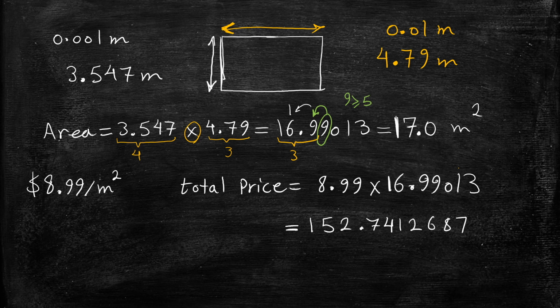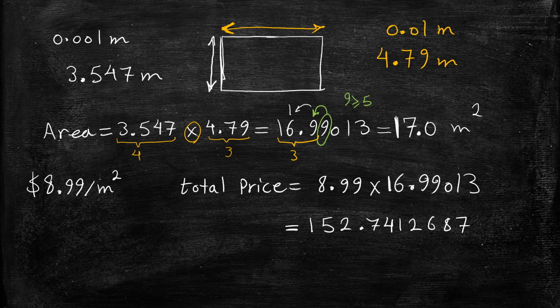152.7412687. Now the question is, how many significant figures should we keep? And the answer is, it should match the number of sig figs of the least precisely known number. What is the least precisely known number? Now you have to scan all of your calculations. So this guy had 3.547, the short length of your room. The long length of your room had 3 significant figures, 4.79.